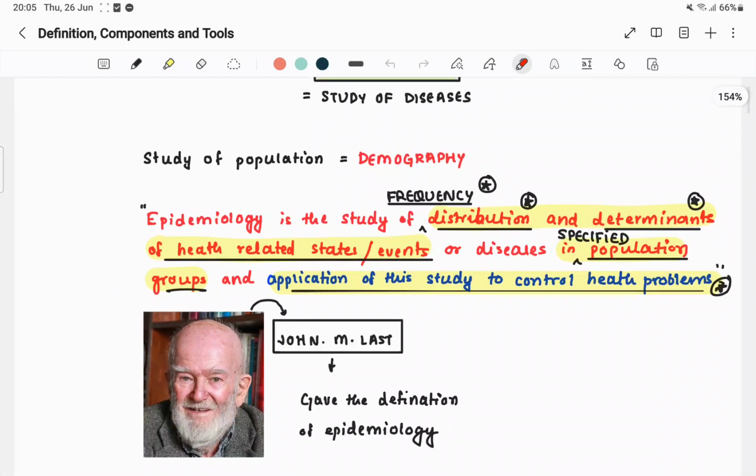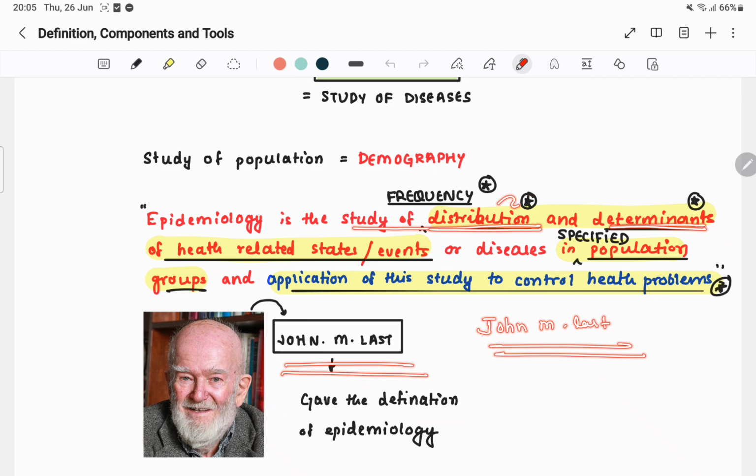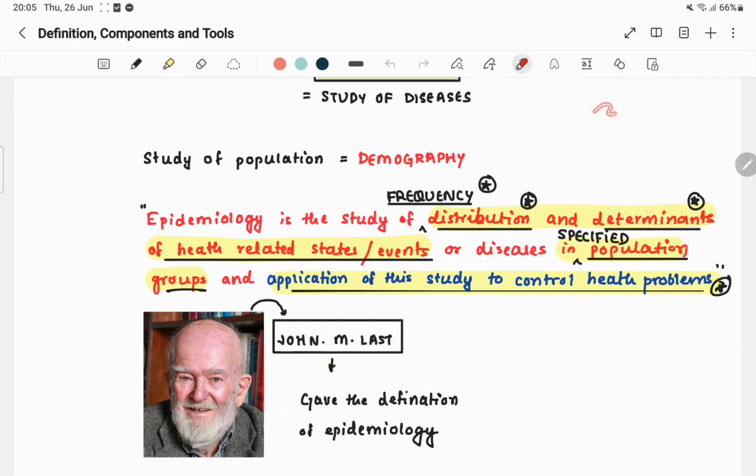Coming to the definition given by John M. Last: it is the study of distribution and determinants of health related states or events or diseases. We have two things: the distribution of a particular health related state, and the factors causing that health related state, in specified population groups.